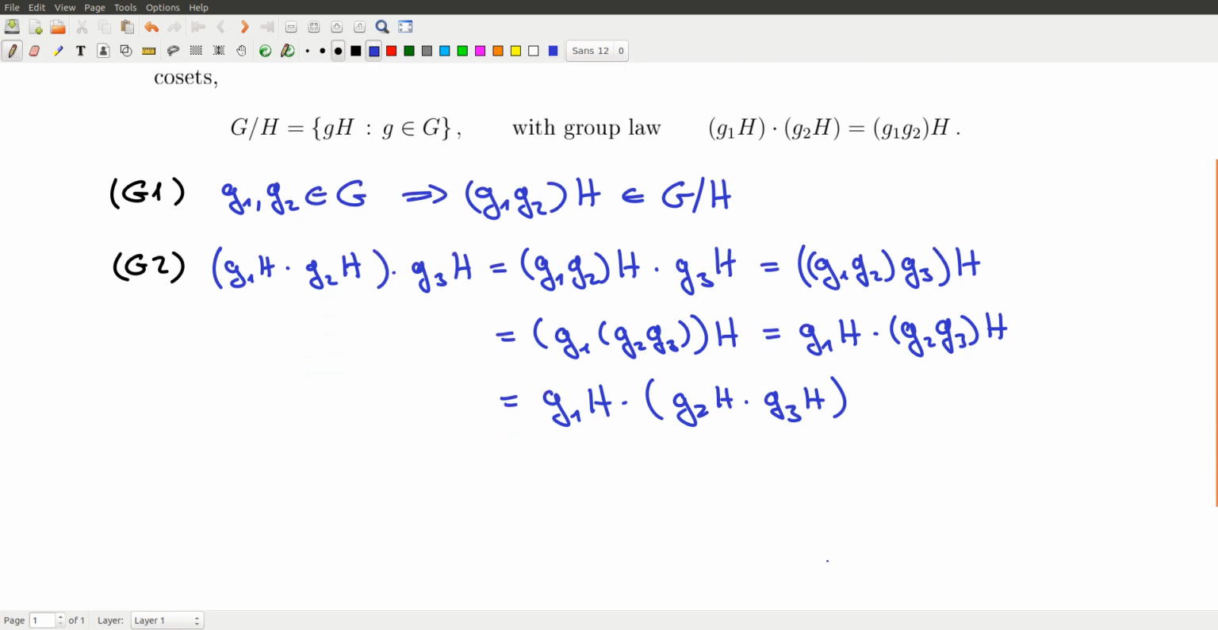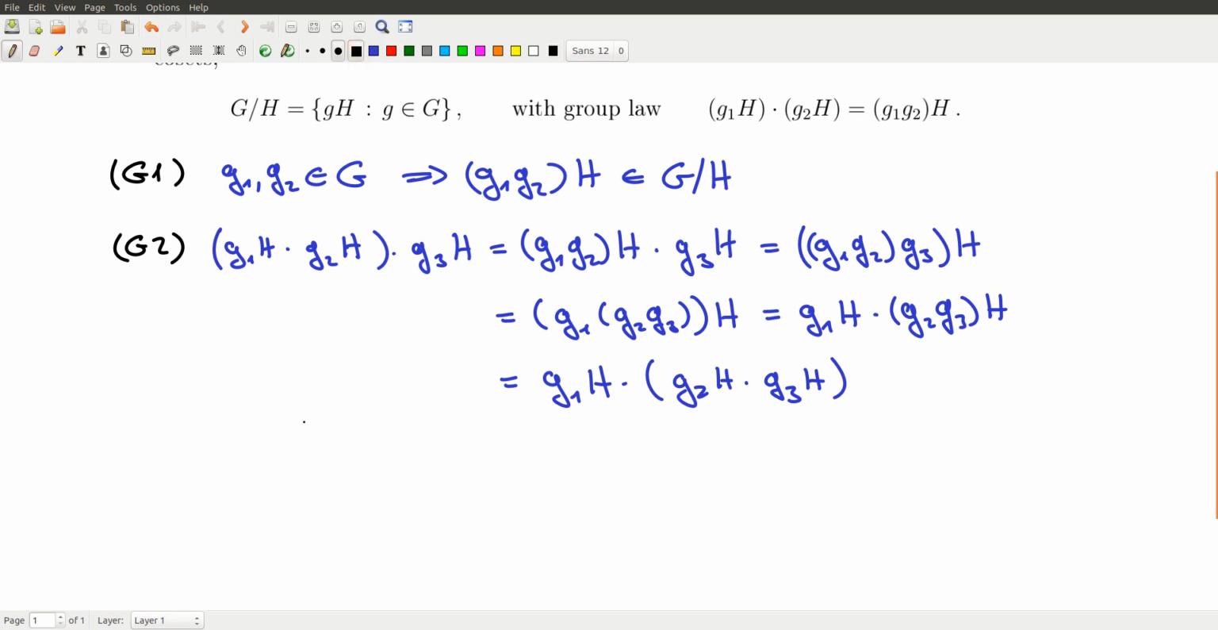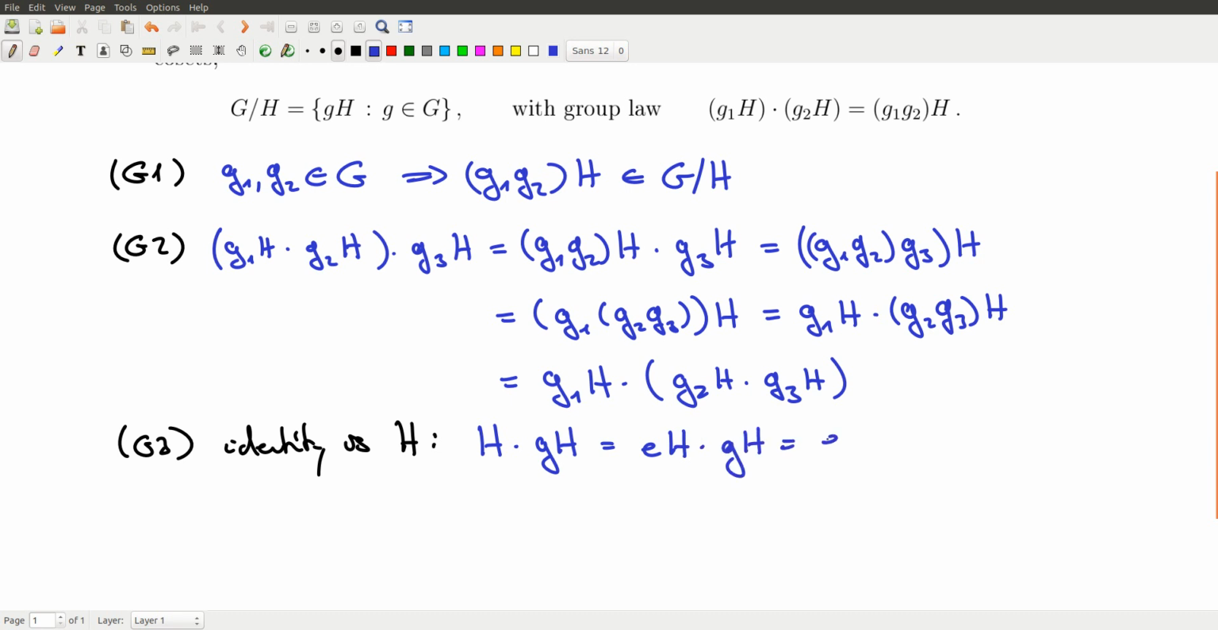What about the neutral element, the identity in our quotient group? Well, the identity is the subgroup H itself. Why is that? If we look at H times gH, that's the same as eH times gH, and that's the same as eg times H. So that's just again gH, and that works also if we write gH times H, of course. So this is the identity.